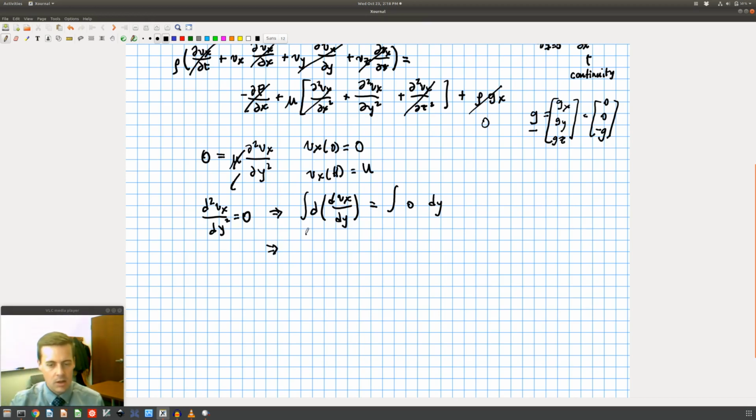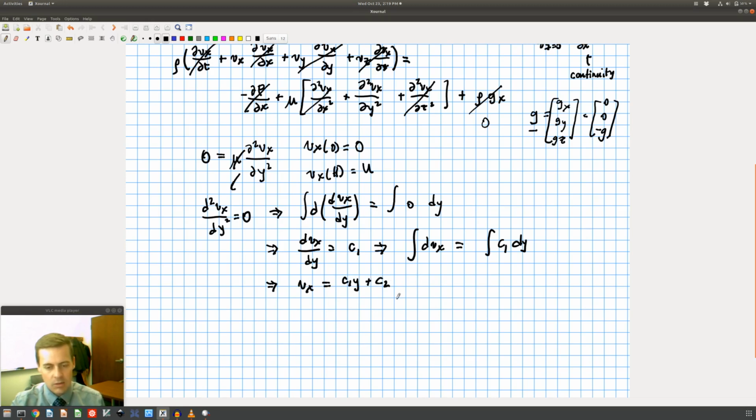I end up with dVx dy is equal to, now the integral of 0 dy is just some constant. I'll call that c1. Now I integrate again. Integrating again gives me the derivative of Vx on one side, and on the other side I have the integral of c1 dy. So that now gives me Vx on this side equals c1y plus c2.